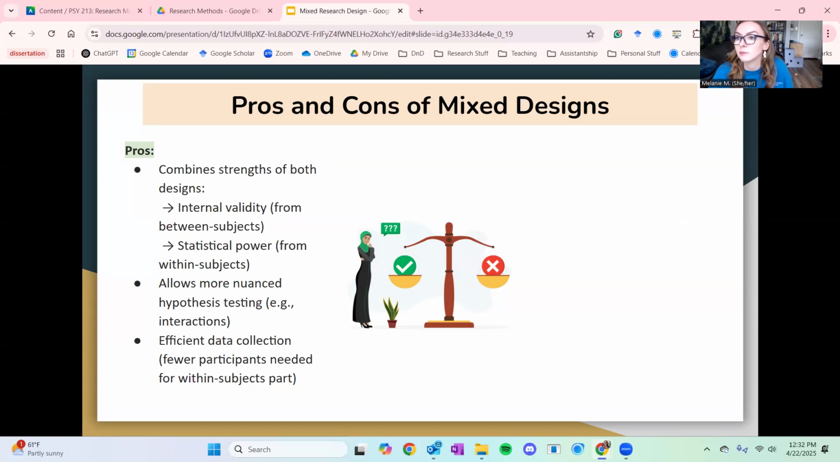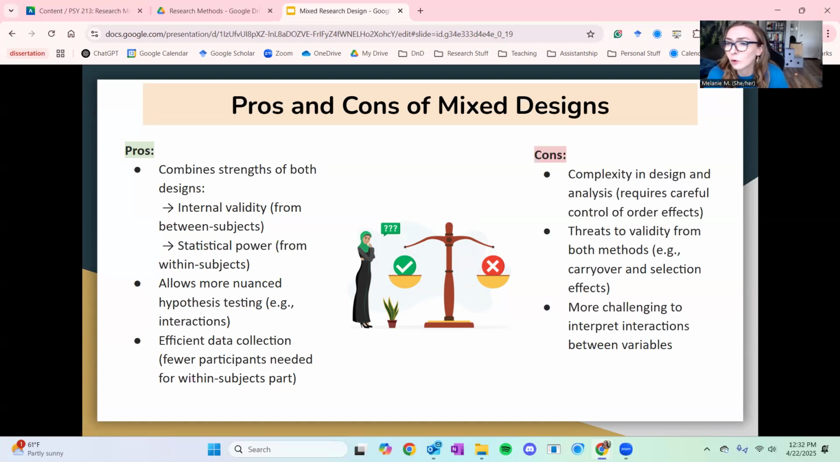And so oftentimes, by the time we find eligible participants, we want to make sure that we're getting a lot of information out of that study. And it's very efficient. So it's fewer participants than if we were to do a strictly within subject testing design. But of course, there are complexities and cons.